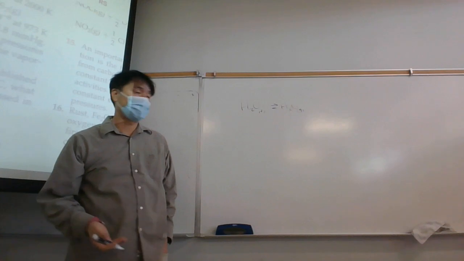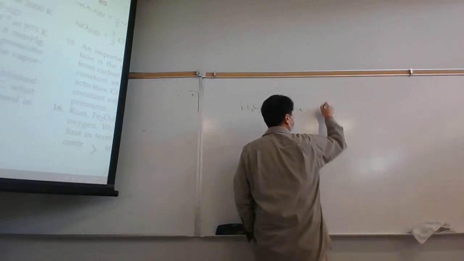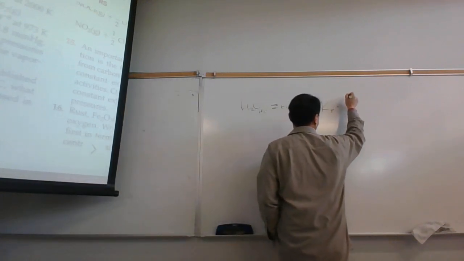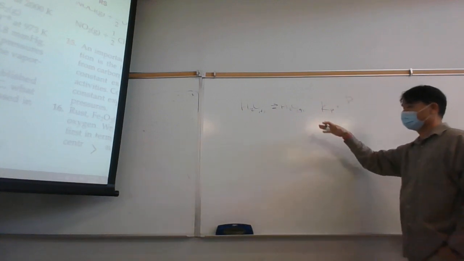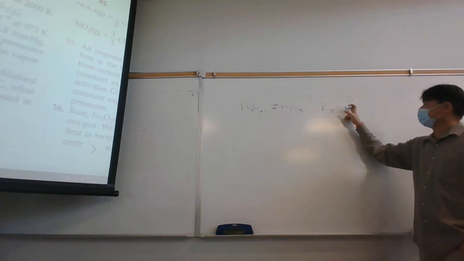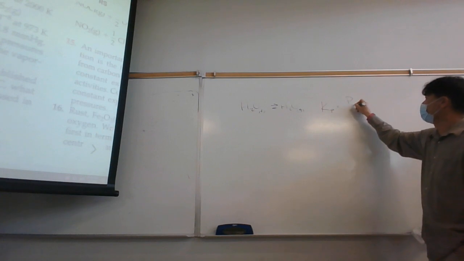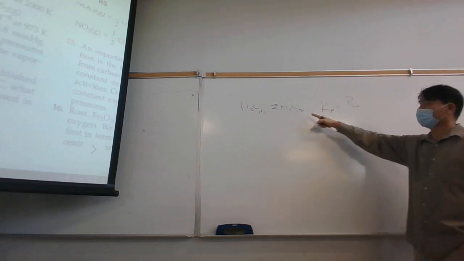Now they want us to write a Kp value, so Kp is going to equal the partial pressure of the products over the partial pressure of the reactant. So we're going to have a partial pressure of H2O gas. That's going to be raised to the first power.